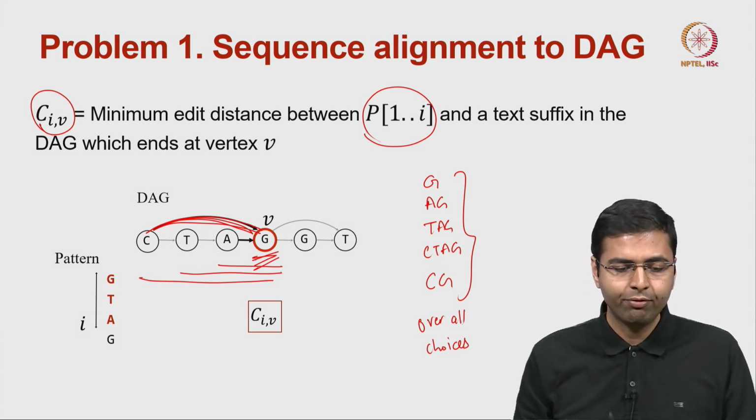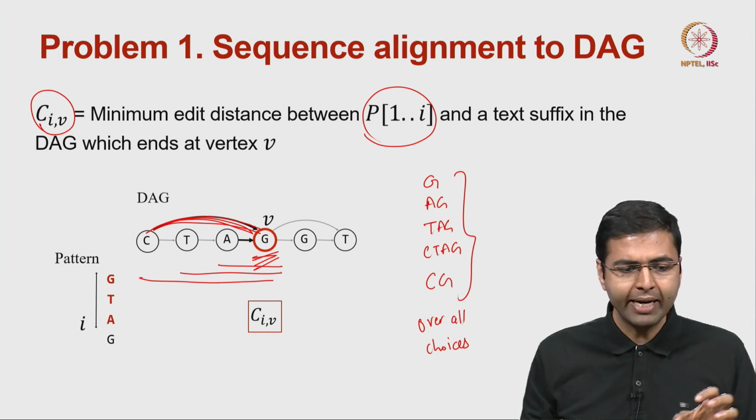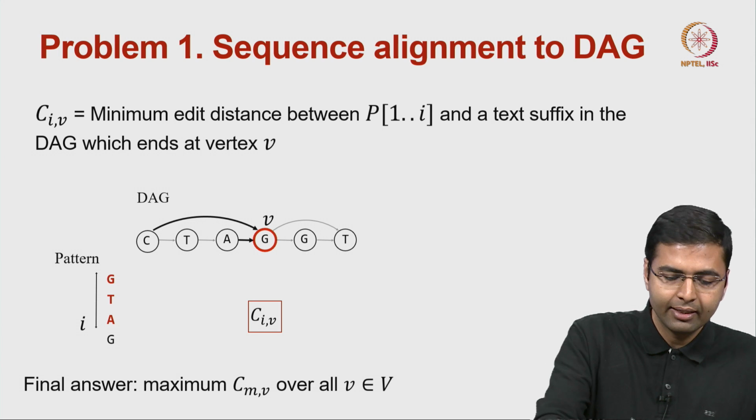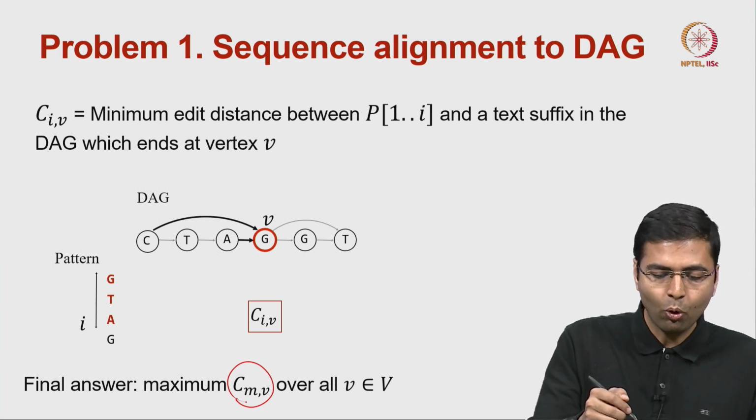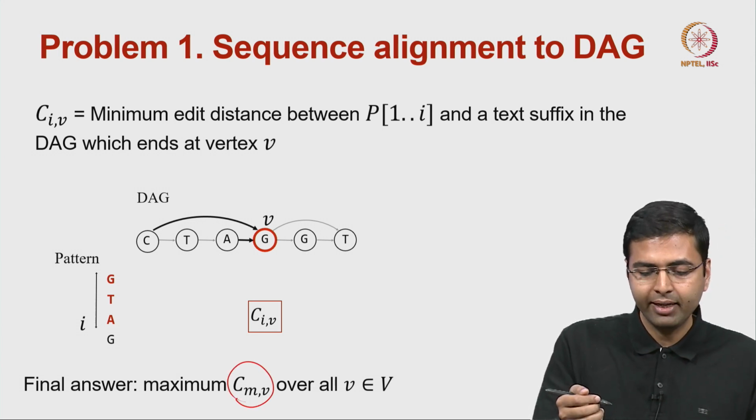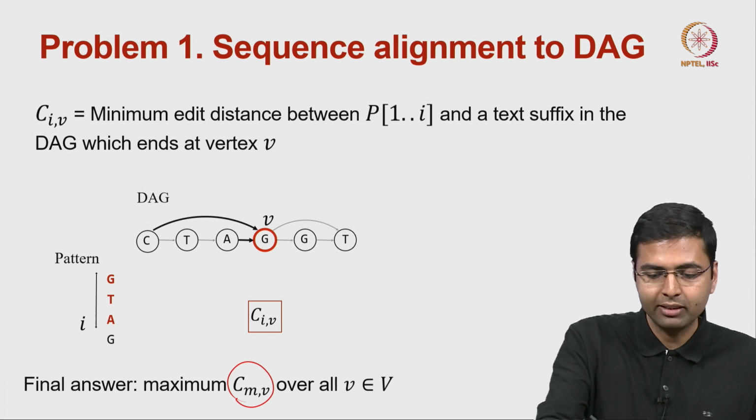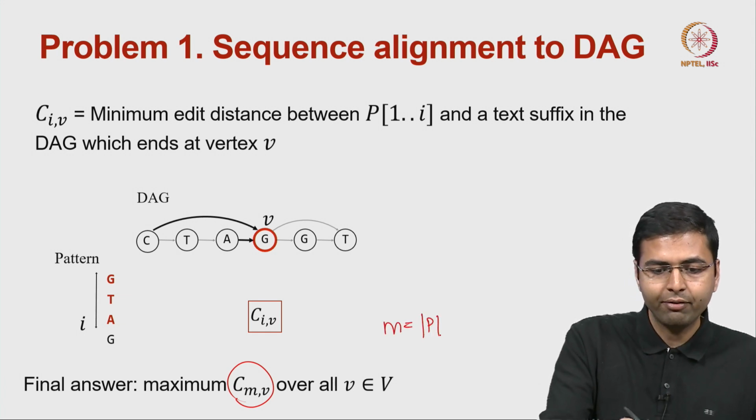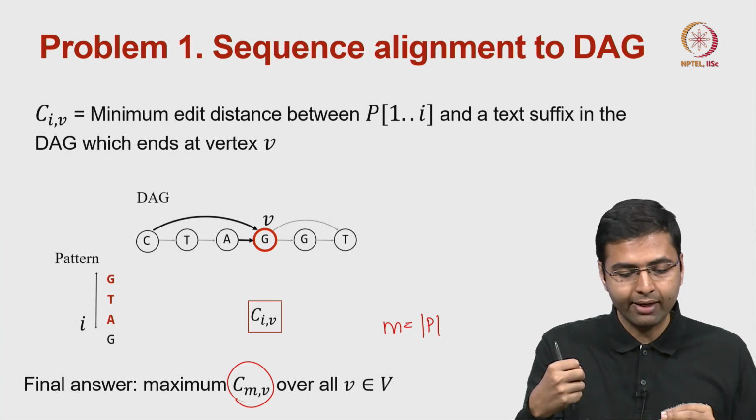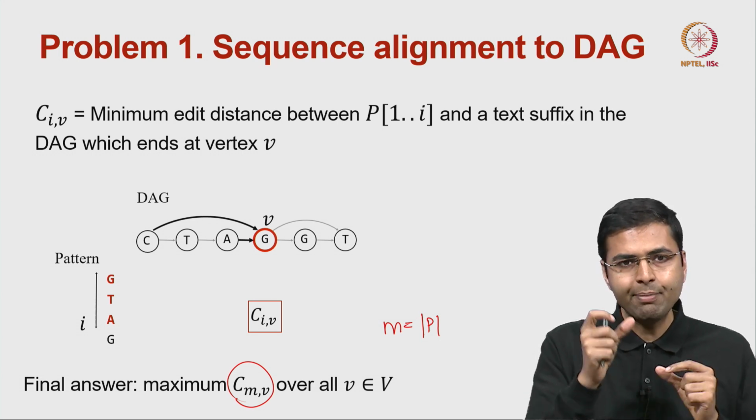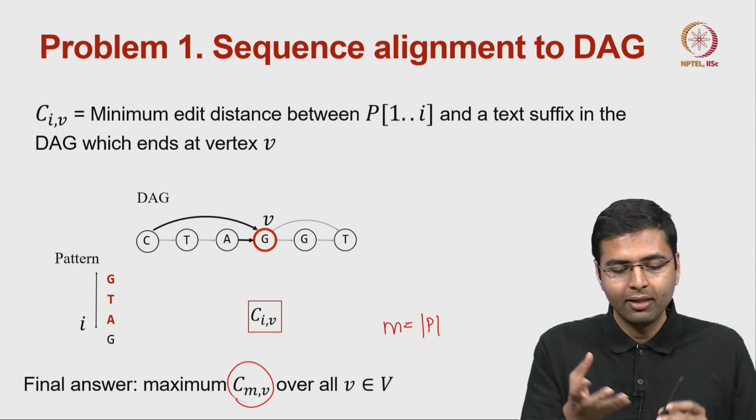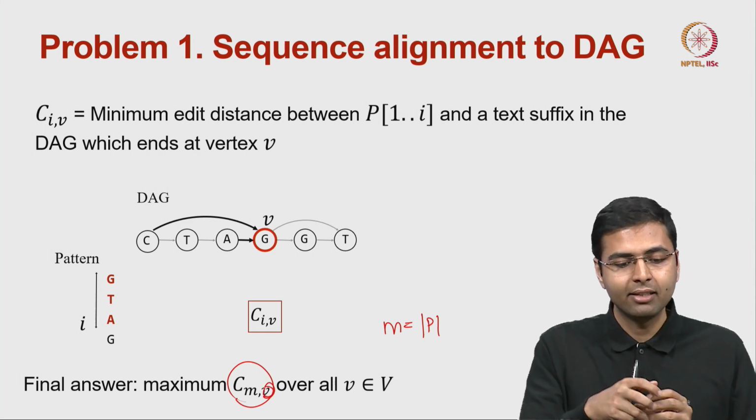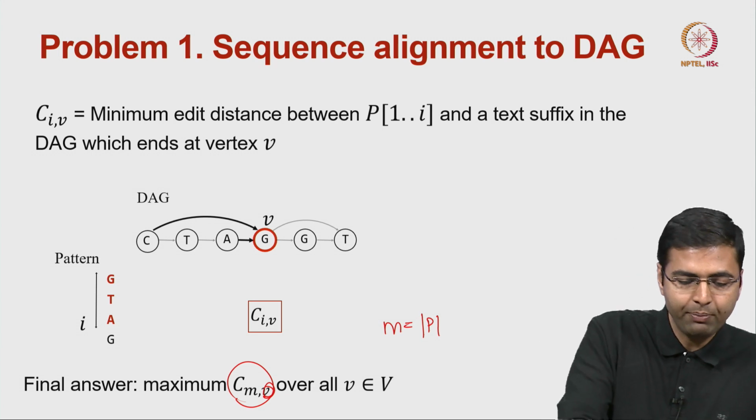So, now how do we move forward? Well, observe that if we solve C[i,v] recursively, then the final answer will be given by C[m,v] over all v in vertex set V. Remember that m was the length of the pattern. Once we have aligned the complete pattern, the alignment must end at some vertex, so we can look at all values of v and find out. This should be the minimum.